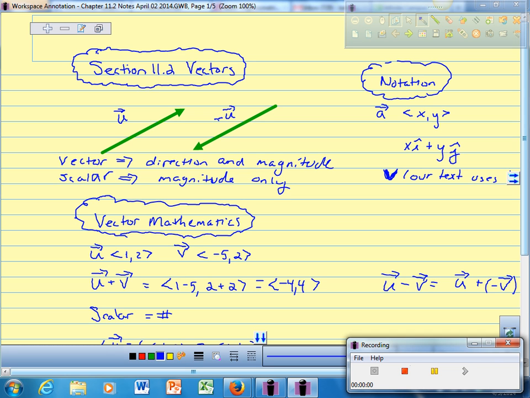Okay? A scalar has magnitude only. Scalars, for our purposes, are just numbers. Okay? Just values. No direction tied to them.